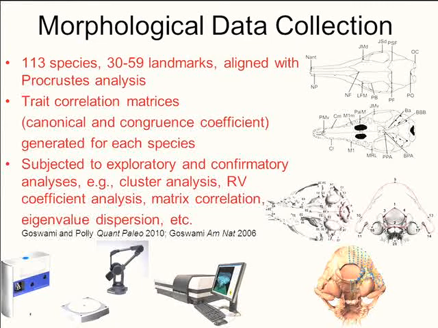Okay, so I'll be showing a series of analyses that are based in large part on morphological data that I've collected over more than the last decade now. A couple thousand specimens that represent over 100 species. These are 3D landmarks that are aligned using the standard methods. We generate trait correlation matrices for these and then subject them to various exploratory and confirmatory methods to identify patterns of integration and modularity.